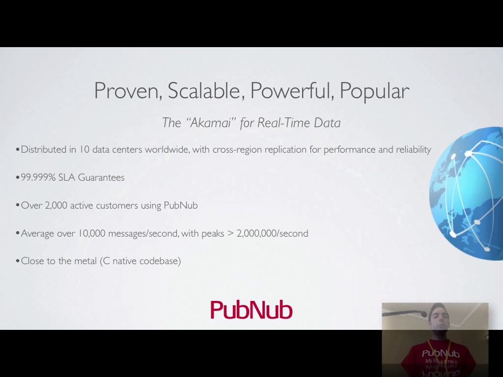So PubNub is globally distributed, with 10 data centers. It's been proven for scalability and reliability for the past 2 years. We have thousands of customers who use PubNub daily. And you've seen that we have over 2 million peak messages per second.